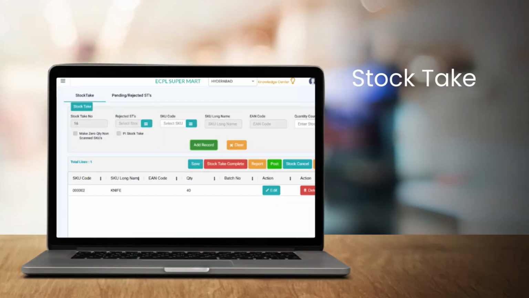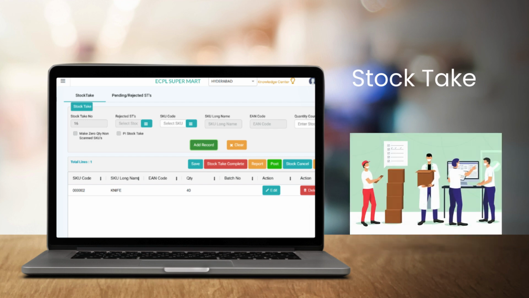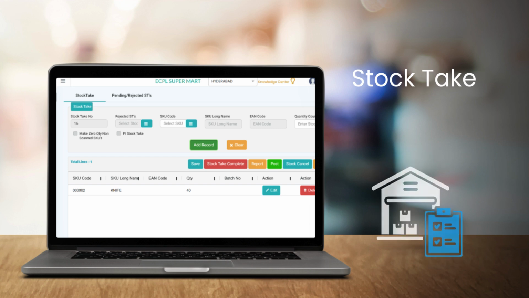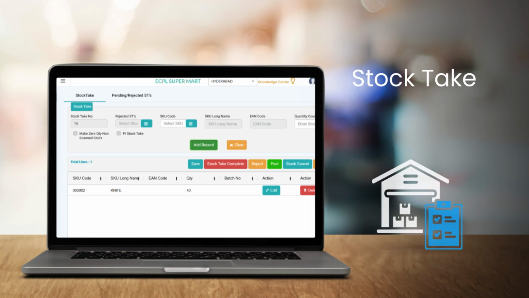A stock take verifies reality. Your team physically counts items and matches them against the system. It helps detect shrinkage, errors, or missing stock, and keeps your inventory valuation accurate.